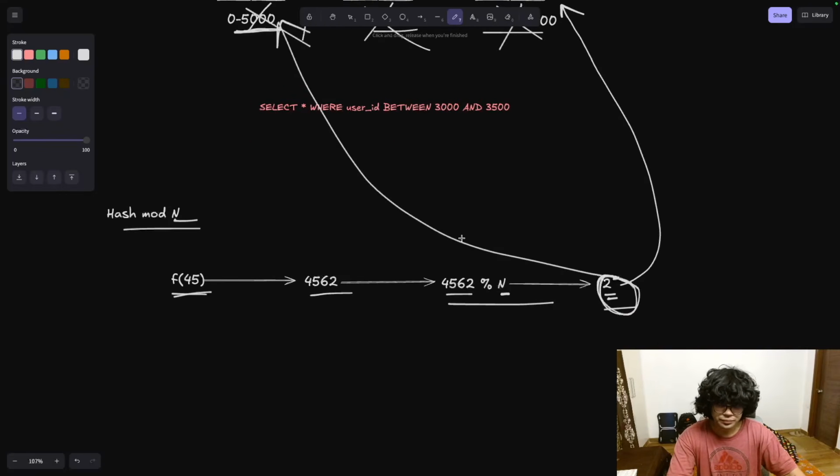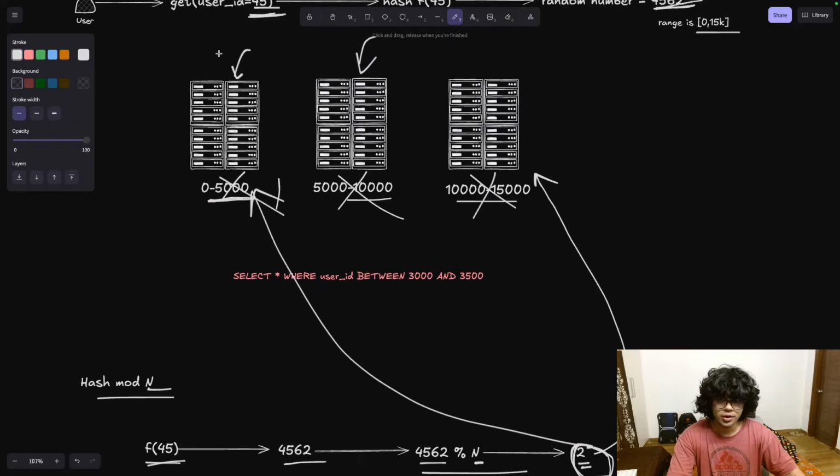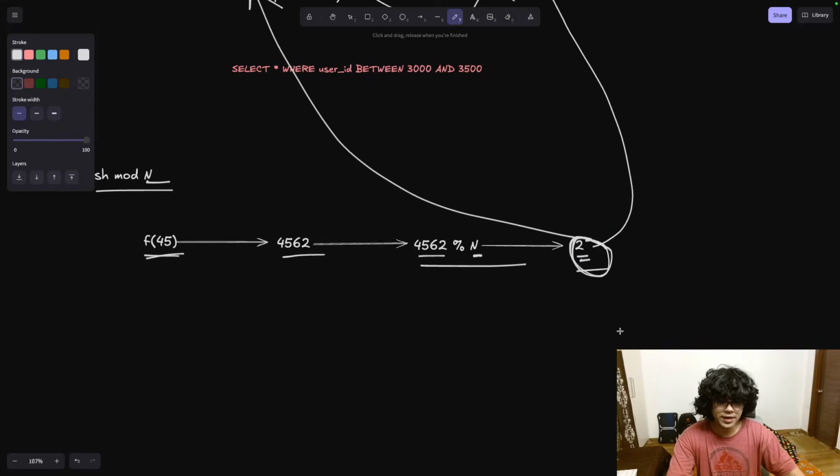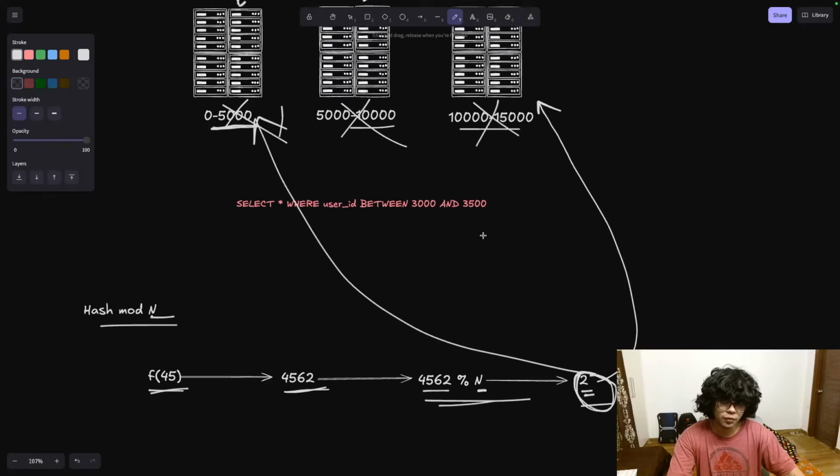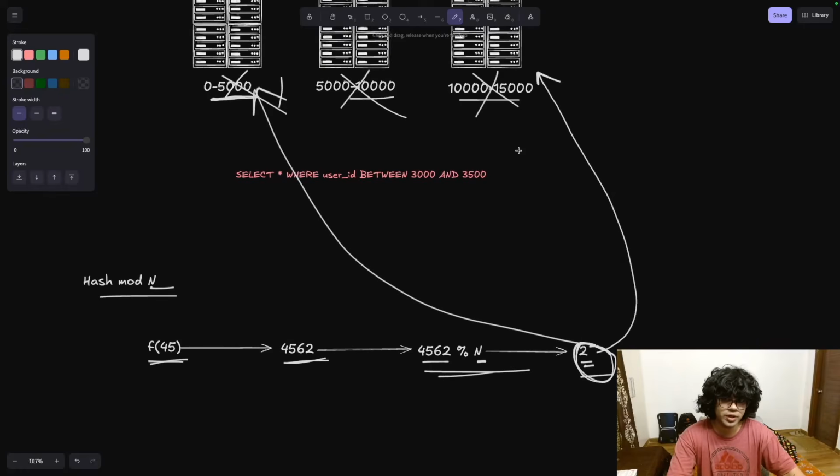over here is what happens if you add another node, right? Now you only have 3 nodes over here. What if you add another DB, or if you take out a DB? That is completely going to wreck this function, right? So you have 4562, right? Let's say I add 4 more DBs to this, so I have 7 total shards.